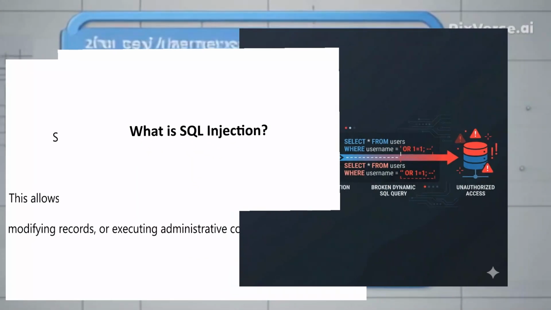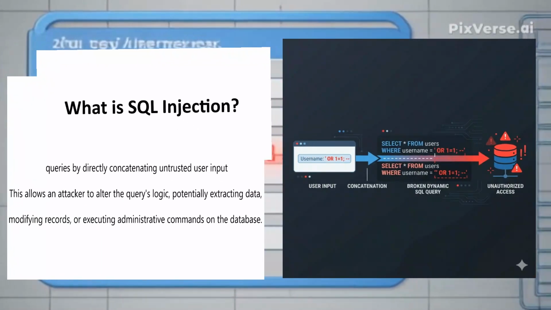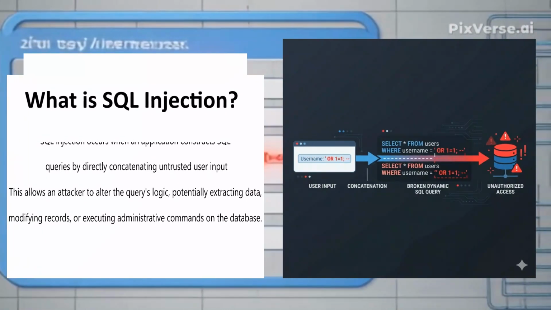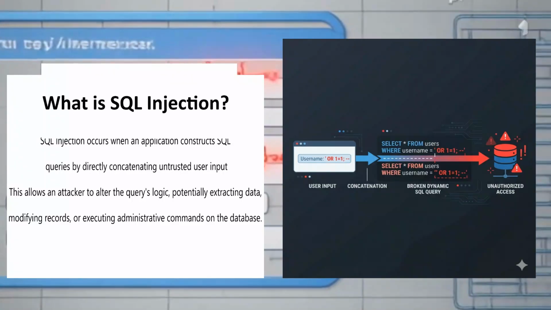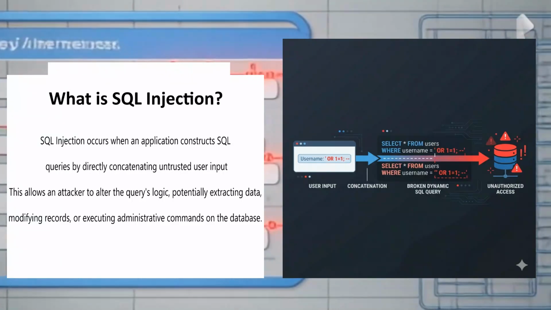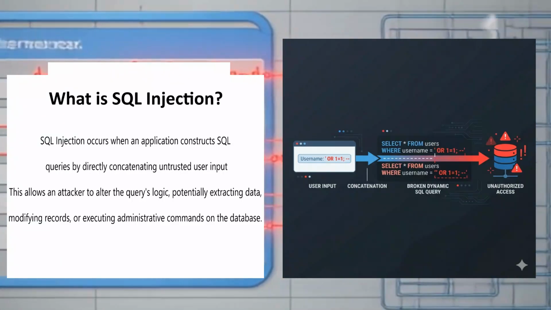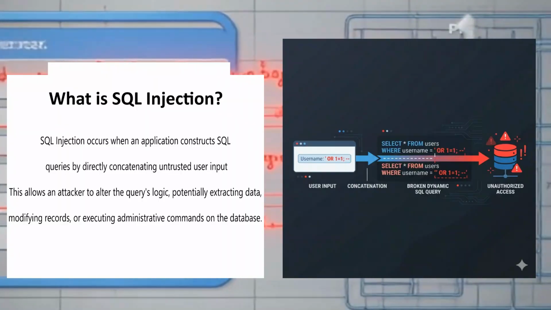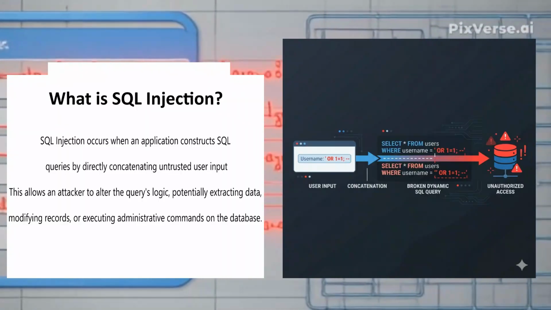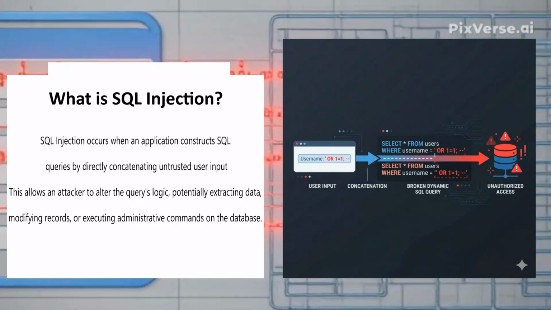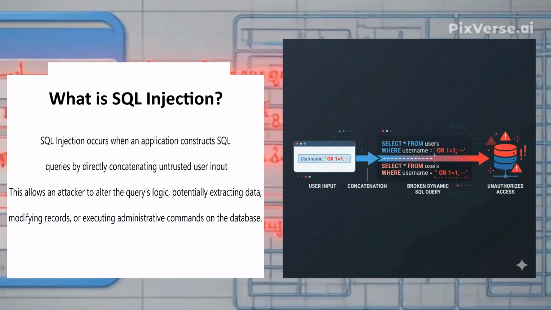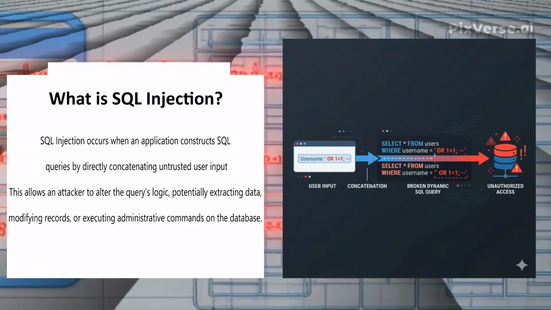What is SQL injection? SQL injection occurs when an application constructs SQL queries by directly concatenating untrusted user input. This allows an attacker to alter the query's logic, potentially extracting data, modifying records, or executing administrative commands on the database.